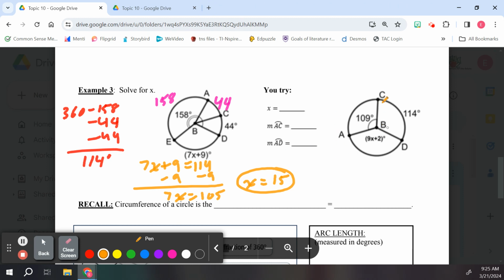Try this one on your own. We'll go over it in just a second.